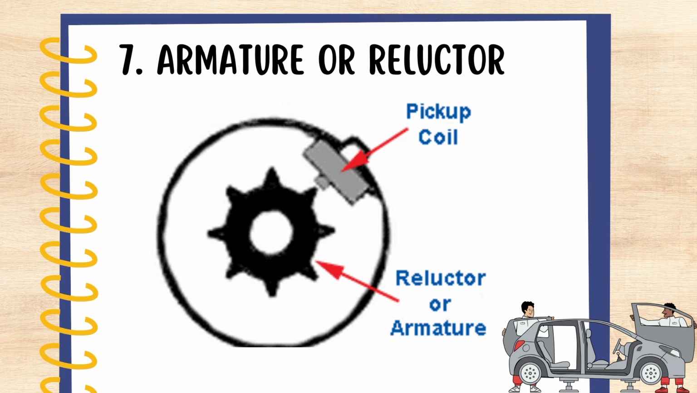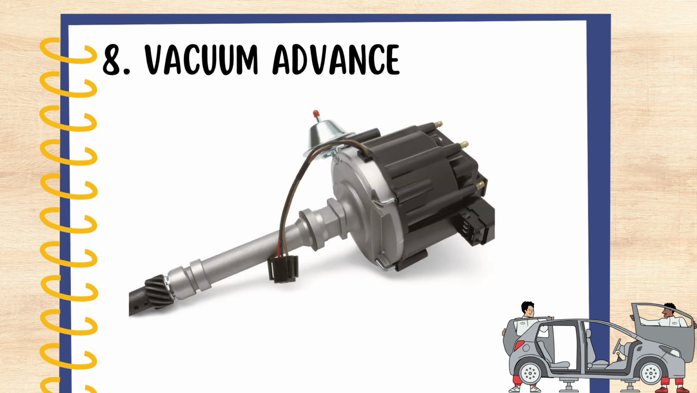The next part is the armature or reluctor. That's the picture of the armature or reluctor. It is a toothed wheel or rotor that spins with the engine. The function of this is to work with the magnetic pickup to generate a signal telling the control module when to fire the spark.